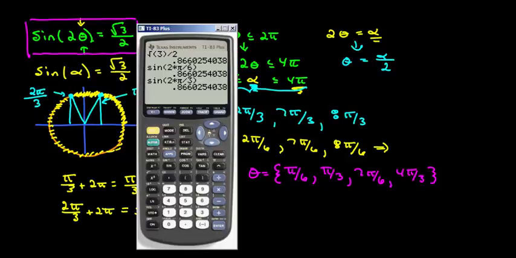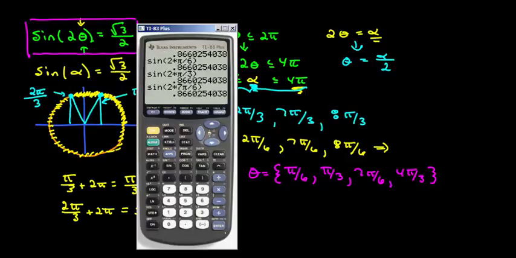I get square root of 3 over 2 again. I'll go to the next one. I've got the sine of 2 times 7 pi over 6. Gives me that value again. And the last one is the sine of 2 times 4 pi over 3. So they're all equal to square root of 3 over 2.